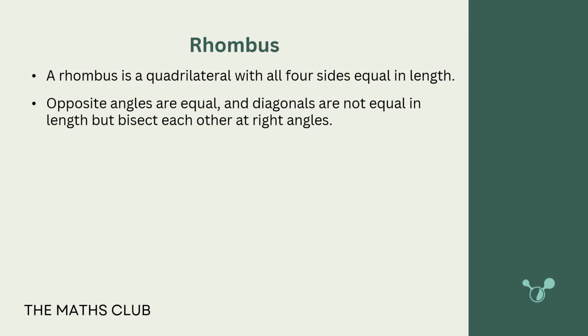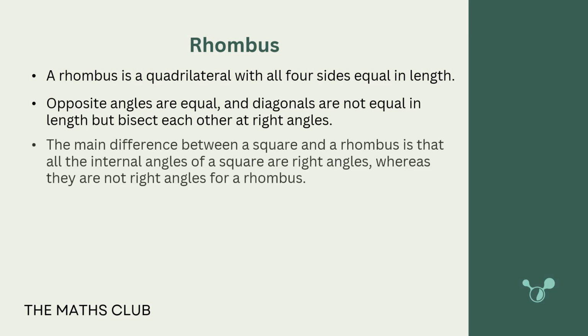And diagonals are not always equal in length, but they bisect each other at right angles. Two things to note: the opposite angles are equal, and the diagonals are not always equal in length, but they bisect each other. That means that where they intersect, they divide each other into equal halves. And then they bisect each other at 90 degrees, or at right angles. So the main difference between the square and the rhombus is that all the internal angles of a square are right angles, whereas they are not right angles for a rhombus. So you need to note that.